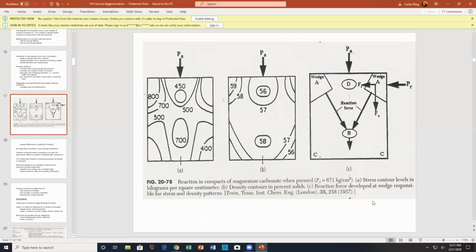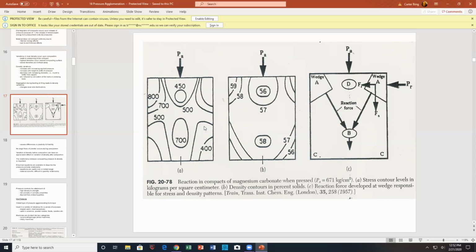So if I have, this is stress contour levels in a square centimeter, density contours, right, and this is a reaction force. We're primarily interested in A and B. If you look at the corners, what do we got here? This is the pressure applied at the top here. So the far corner is going to be less dense, right? That's dense. Apparently, high pressure is spread out to the wall, resulting perhaps in lower pressure right below the contact point. That seems a bit unbelievable, but possible.